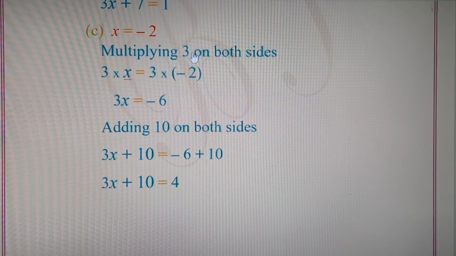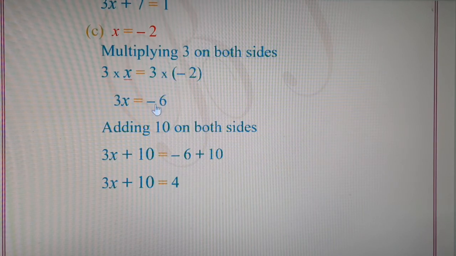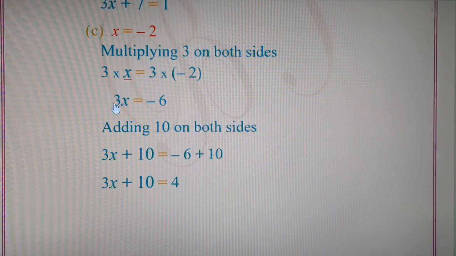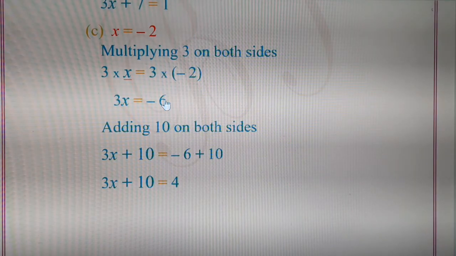Here we are multiplying 3 on both the sides, means x is also multiplied with 3, minus 2 is also multiplied with 3. So we will get 3 into x and 3 into minus 2. In the left hand side we get 3 into x. In the right hand side we get 3 into minus 2. 3 into minus 2, the answer is minus 6. 3 2s are minus 6. And 3 into x, only 3x. So this we can leave as it is as an equation.